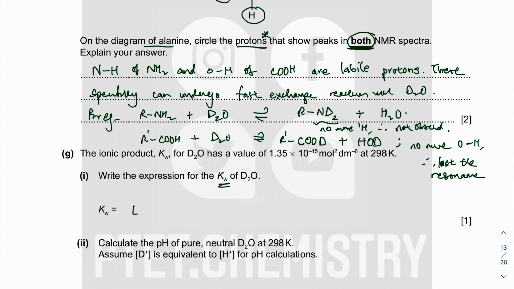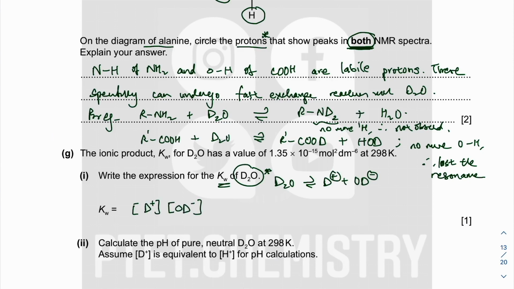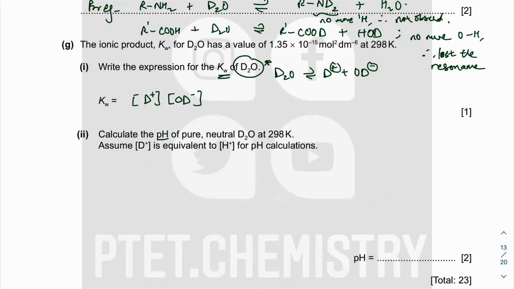So Kw is a standard case study, but here this is special. This is D2O. So we're looking at D plus and OD minus, not H plus and OH minus because it's D2O. All right. So calculate the pH of pure neutral D2O. Assume the concentration is equivalent to that. This means D plus concentration equals OD minus concentration.